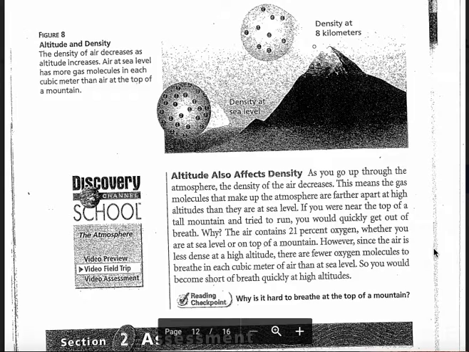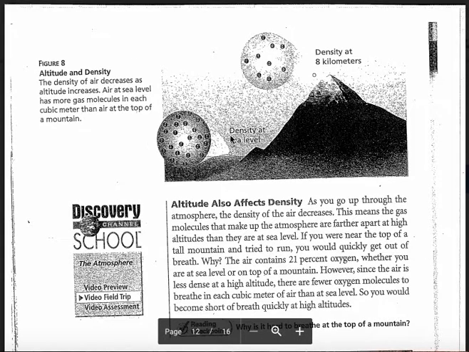I think the picture really helps in this, right? They're saying these little dots are all the oxygen down here at sea level, and these dots are all the oxygen up here at the top of the mountain. Even though they're looking at the same amount, it's still 21% of all of the air molecules that are in that amount. Does that make sense?